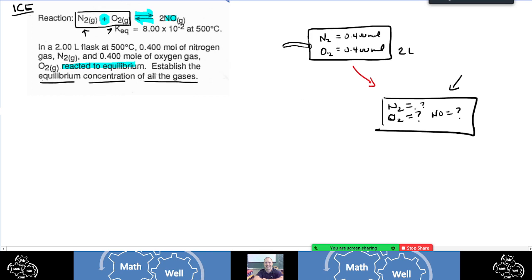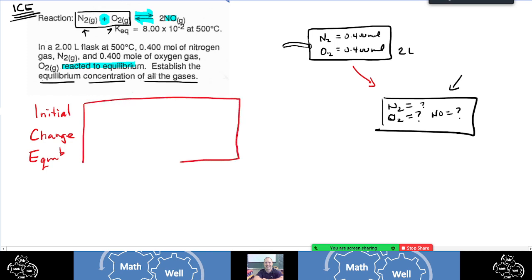Okay, so the setup of the question, you understand the setup of the question? I think so. Okay. All right, so how we do this is we use ICE charts. So this is where ICE charts come in. ICE stands for initial, change, and equilibrium. Okay, so that's what the 3 rows stand for. Now, the first row, you put the initial amount we have.